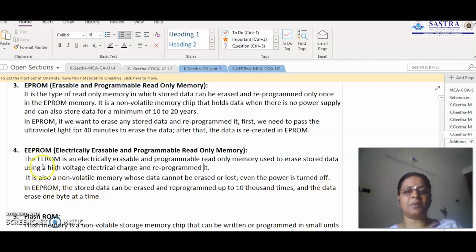So the content is erased by means of an electrical signal, whereas in the previous case the content is erased by exposing the chip to ultraviolet rays.